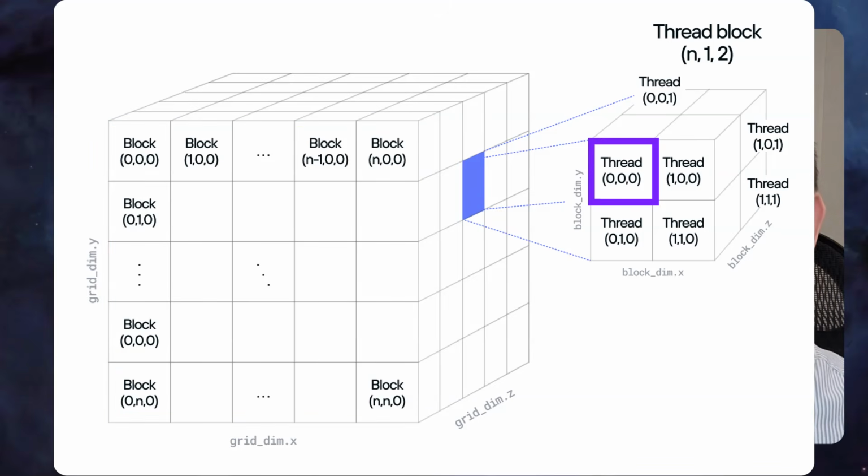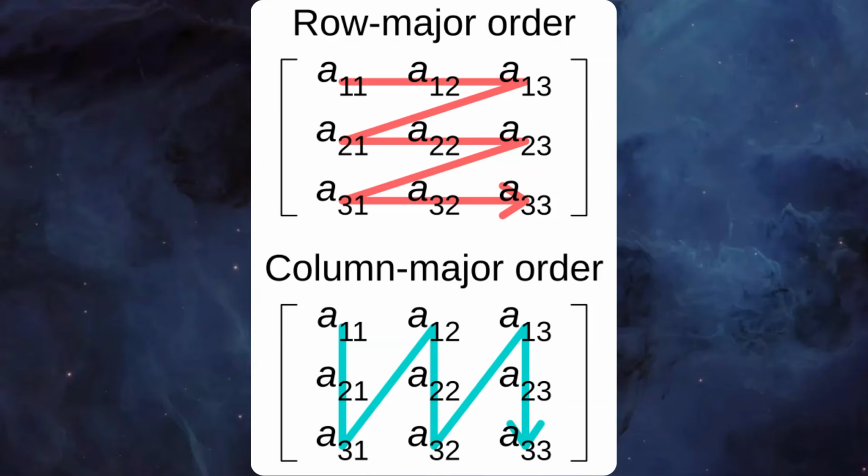Global index, the thread's actual position in the full 2D data space, calculated from its block position and thread position within that block. Finally, row major layout, how 2D data is stored in one-dimensional memory. The element at row, column lives offset by row times width plus column.